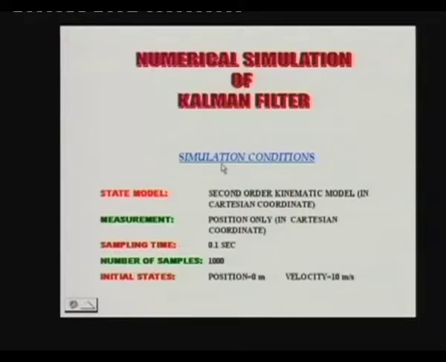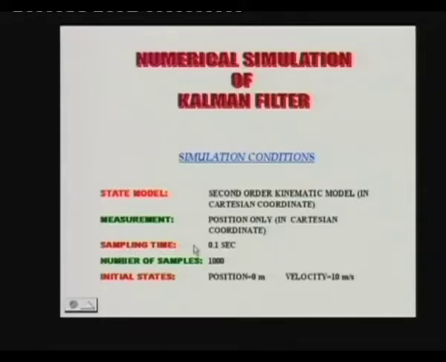What are the simulation conditions? The state model is a second order kinematic model, just the one that we have seen. The measurement is position only, assumed to be in Cartesian coordinates. Incidentally, this simulation is in one coordinate only, that is, we are looking at the motion only in one coordinate. There may be two other coordinates which we are not looking at.